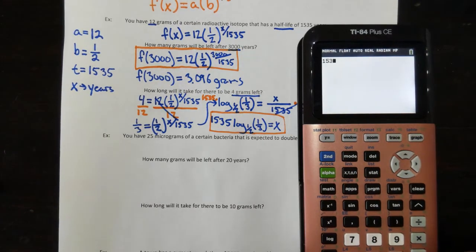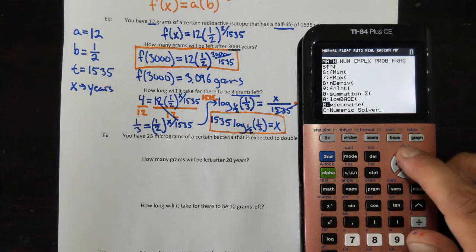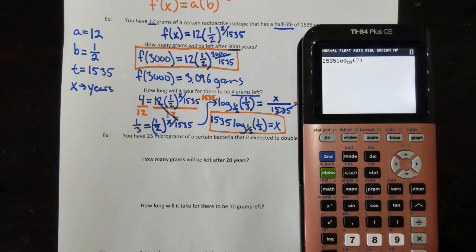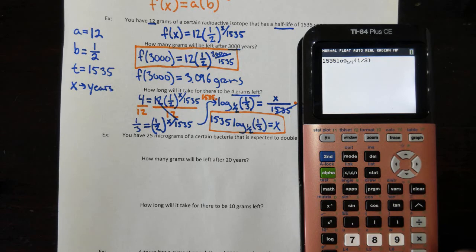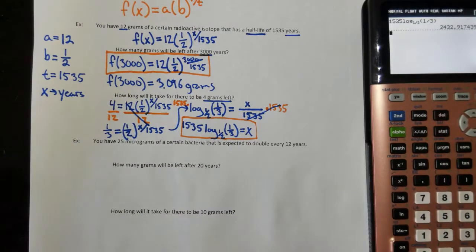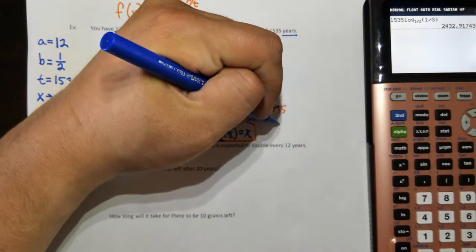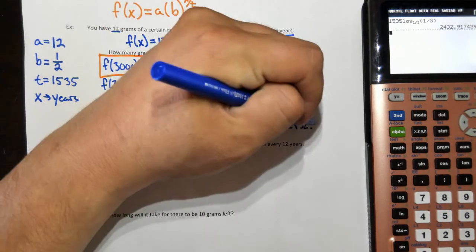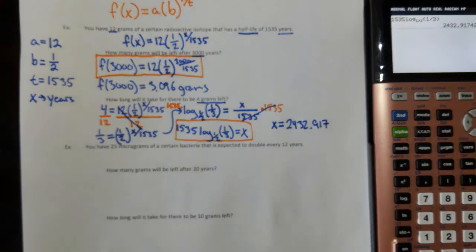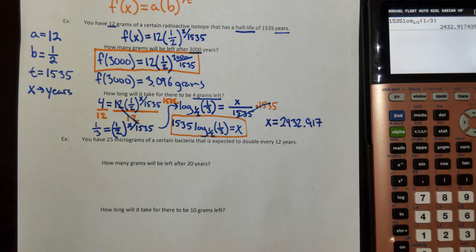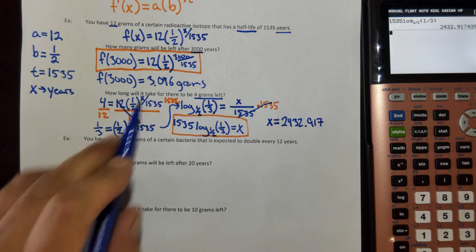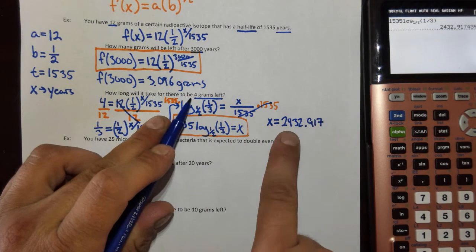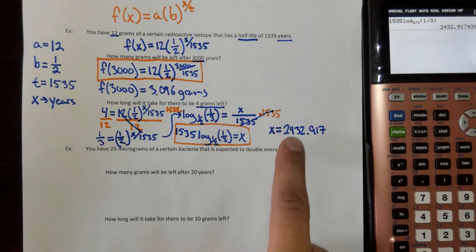So 1535 log base 1/2 of 1/3 is equal to 2,432. So x is equal to 2432.917. Go to the third decimal place. So what does that mean? Well, our question was, how long does it take for there to be 4 grams left? Well, that's going to happen after 2,432 years.